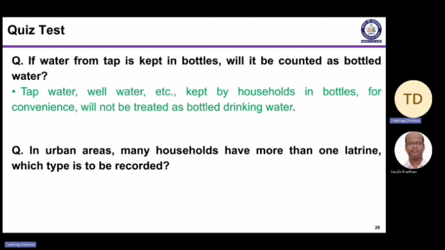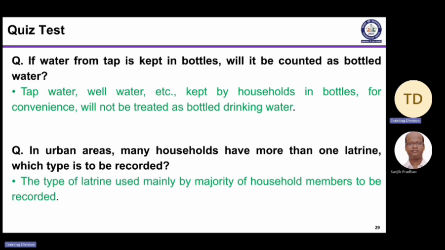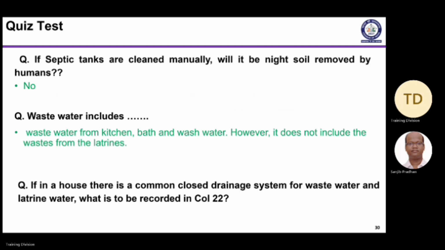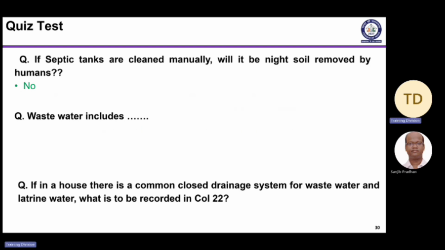In urban areas, many households have more than one latrine. Which type is to be recorded? Mainly the one used by the majority of the household members. If septic tanks are cleaned manually, will it be night soil removed by humans? No. Wastewater includes what all? Except sewage, it includes latrine, kitchen, bath, and wash water. If in the house there is a common closed drainage system for wastewater and latrine water, what is to be recorded?